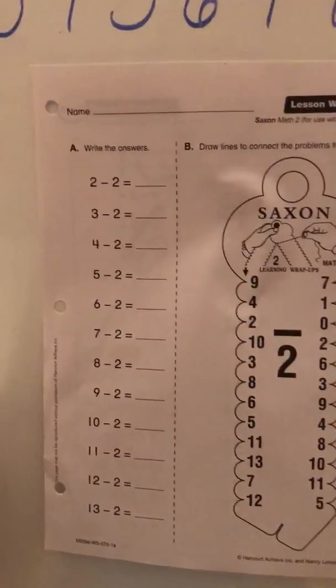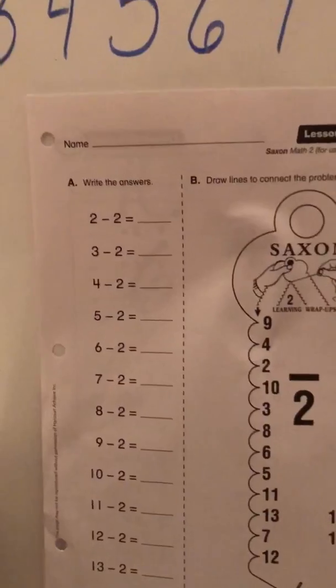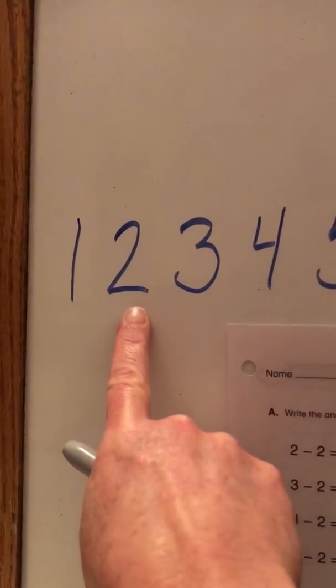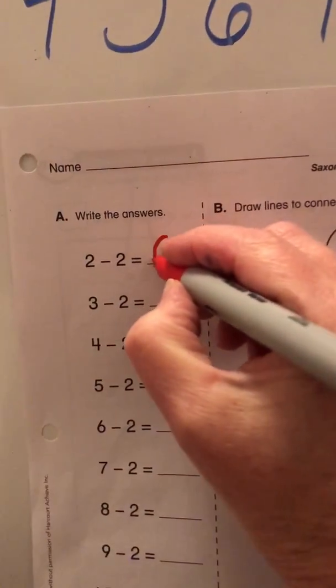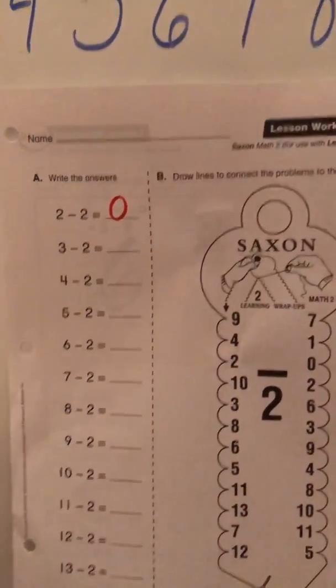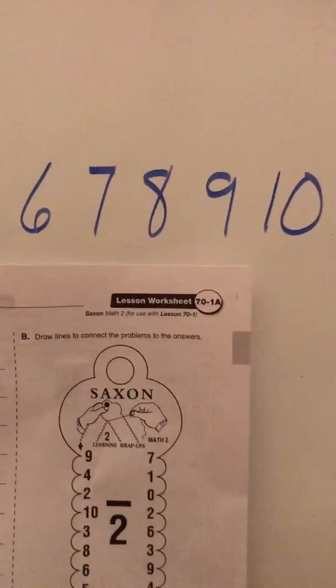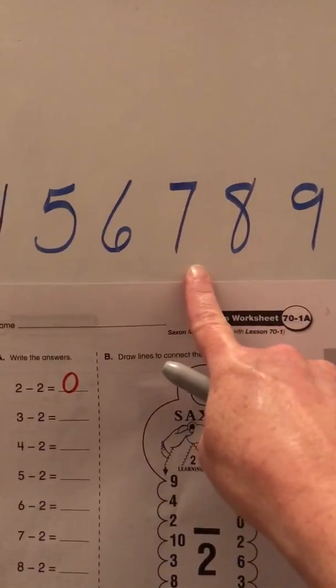Okay? So the first one is 2 minus 2. Let's go up to the board here. 2 minus 2. 1, 0. You know, 0 comes before 1. So 2 minus 2 is 0. And I'm going to do these in random order. I'm not going to go down the paper, okay? So now I'm going to do 9 minus 2. Let's count back. 8, 7. 9 minus 2 equals 7.